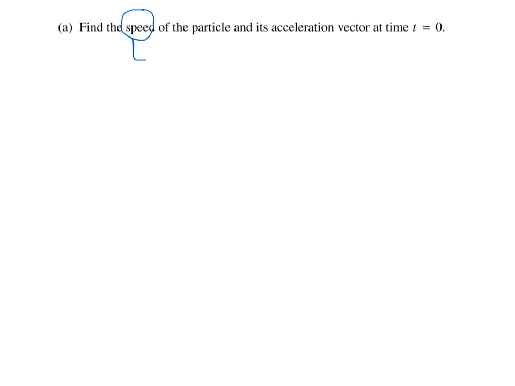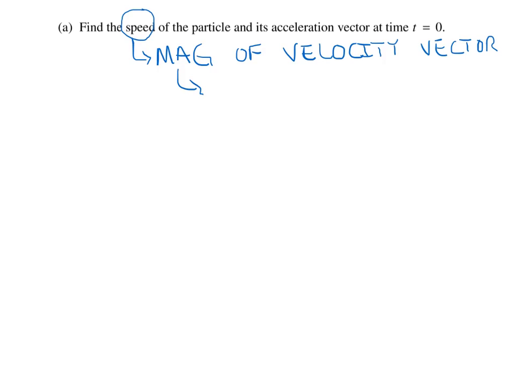Sometimes what they'll do is they'll just ask us for the magnitude of the velocity vector. That's another way of asking exactly the same question, and we need to be prepared for that. And whenever you see the word magnitude, I want you to think of the word length. So you're picturing a vector in your mind, and we're trying to find the length of that vector.